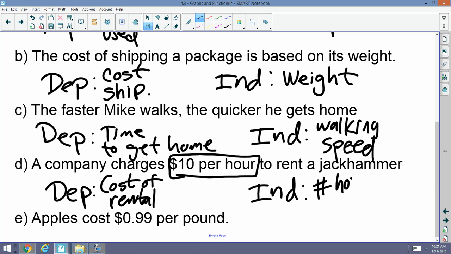The number of hours is independent. Look, check it out. I can go to the store, okay? Let's just say it's $10 per hour. Y equals 10x. I can go to the store and say, no, I don't want to pay that. I rent it for 0 hours. What's my cost? 0. But I can also say I got a huge job, and I'm going to use it 10 hours. Now my cost is $100. So the more hours I spend, the higher the cost.